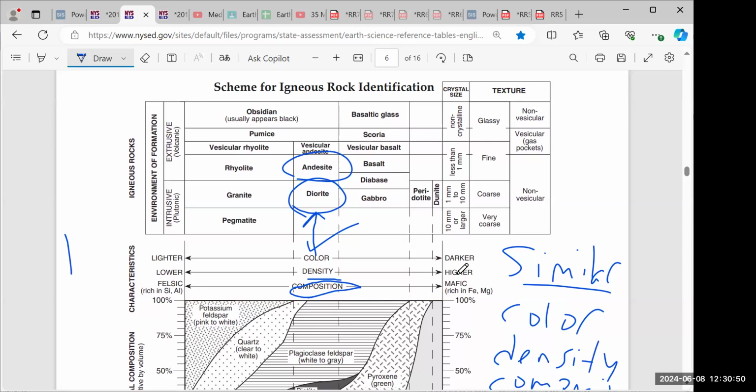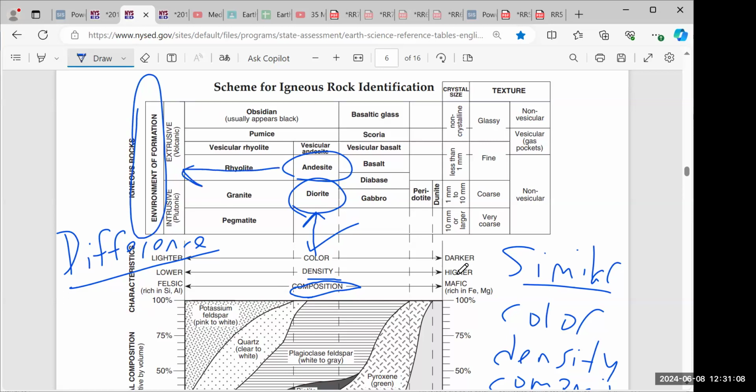Now, when we look at differences, let's take a look at differences. Well, one of the differences is their environment of formation. That's one difference. Andesite is an extrusive rock, which means it was created on the surface. Diorite is an intrusive rock, which means it was created underground, right? Underground, underneath the surface of the earth.